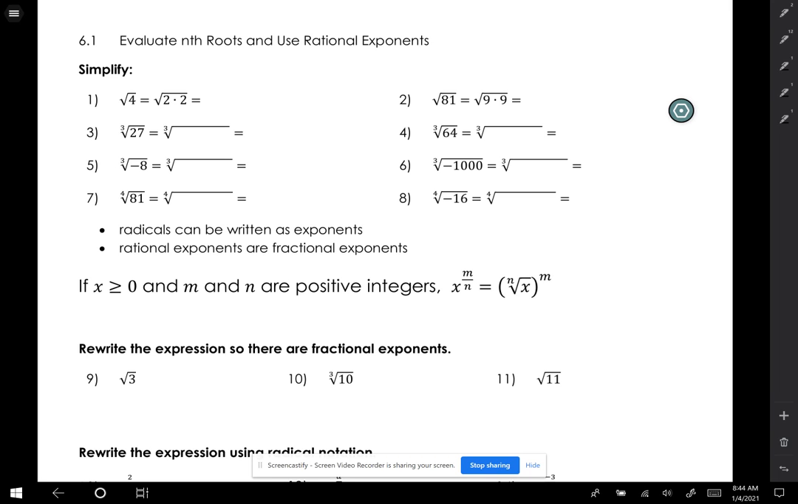Hello, class. Today we're going to go over notes on 6.1, evaluating nth roots and using rational exponents. We're going to start with some basic roots that we're going to simplify. For the first problem, we have the square root of 4.